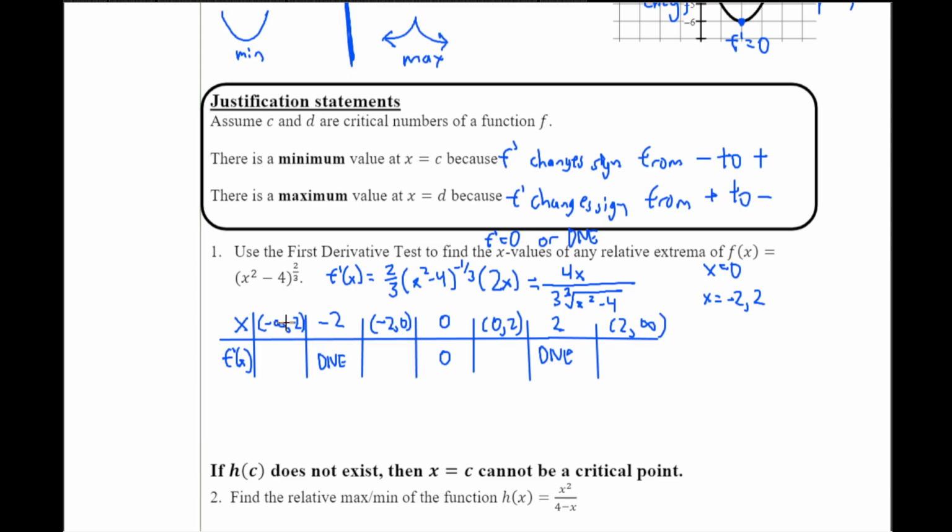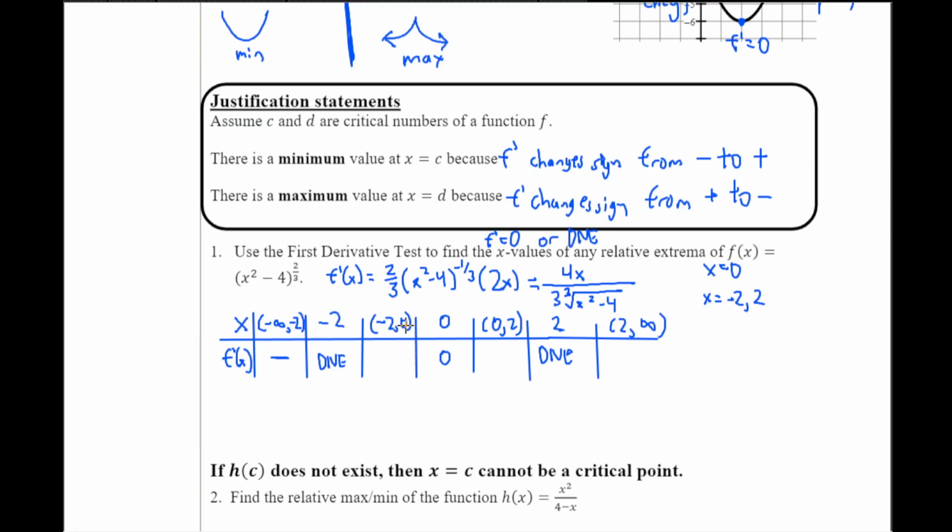So right here, let's take negative 5. 4 times negative 5 is negative 20. That's a negative on top. If we plug in negative 5, well, that'd be a cubic root of, negative 5 squared is 25, minus 4 is 21. And the cubic root of 21 is a positive number. So the bottom of the fraction here is positive and the top is negative. So a negative divided by a positive is negative.